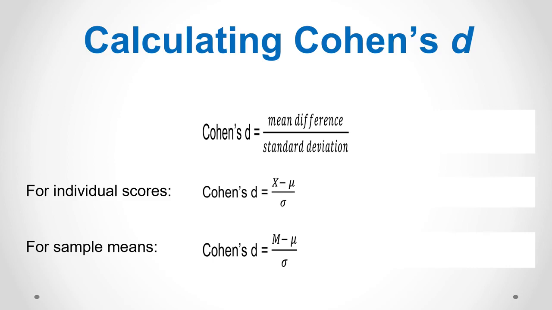Much like a z-score, Cohen's d measures the size of the mean difference in terms of the standard deviation. So, for individual scores, Cohen's d is equal to x minus the population mean, mu, divided by population standard deviation, sigma. And for sample means, Cohen's d is equal to sample mean M minus population mean mu divided by population standard deviation, sigma. In our next video, we will discuss decision errors and power.